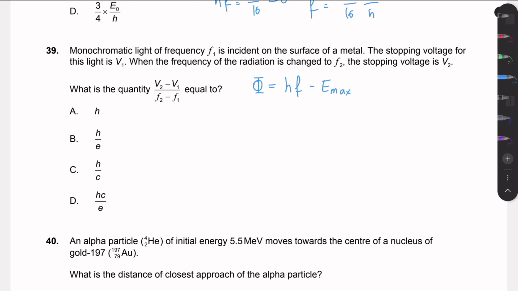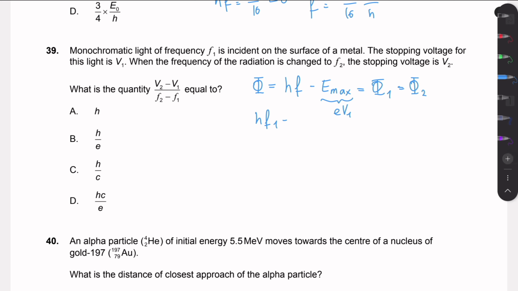And since we're using the same metal, we know that the work function in both situations is the same, as it is constant for a metal. It's not relevant to what we're shining on it. So we can say that hf1 minus E max is just the stopping potential times the electron charge. So this can be measured in electron volts. That will be the units of energy. So electron volts are also units of energy. This is how we can calculate it.